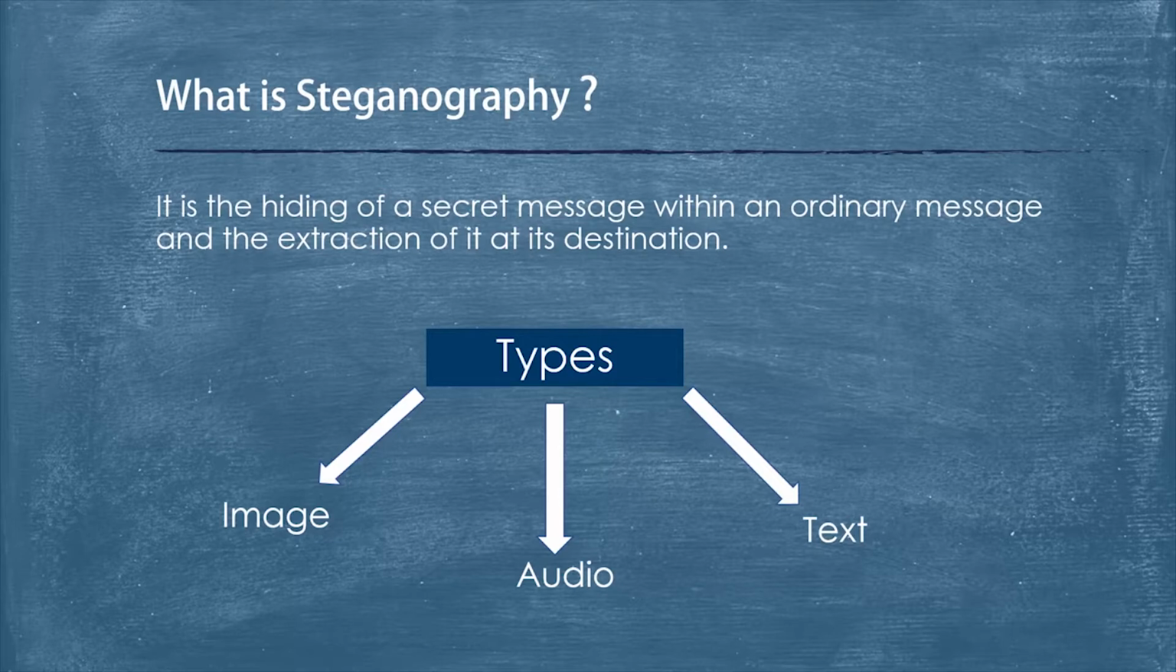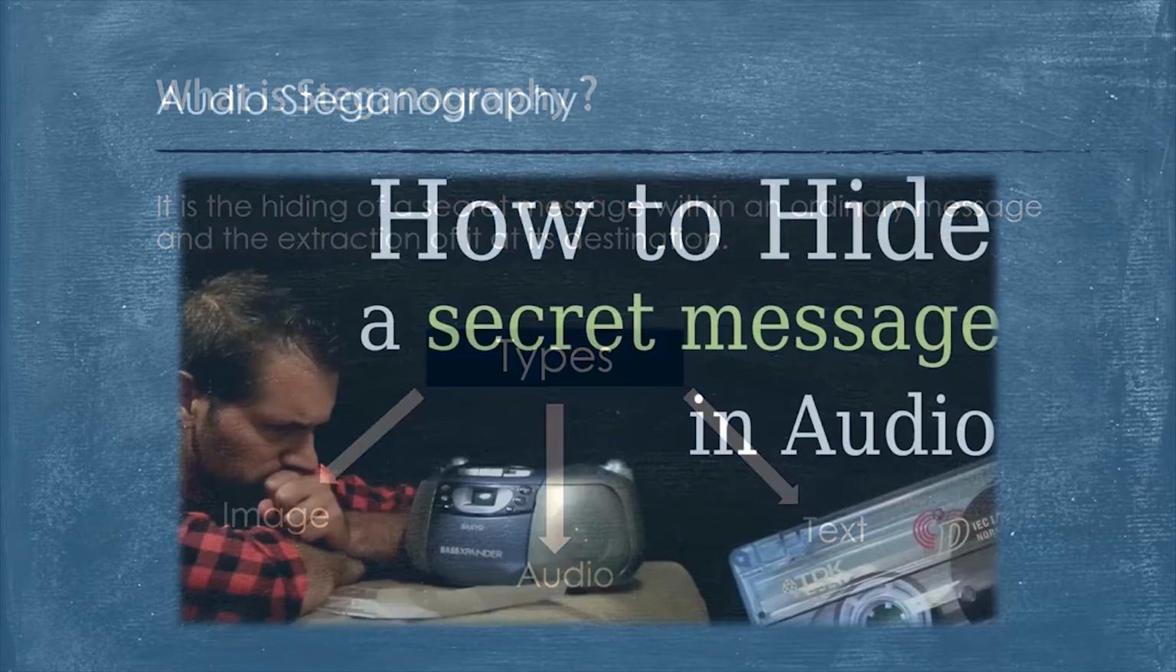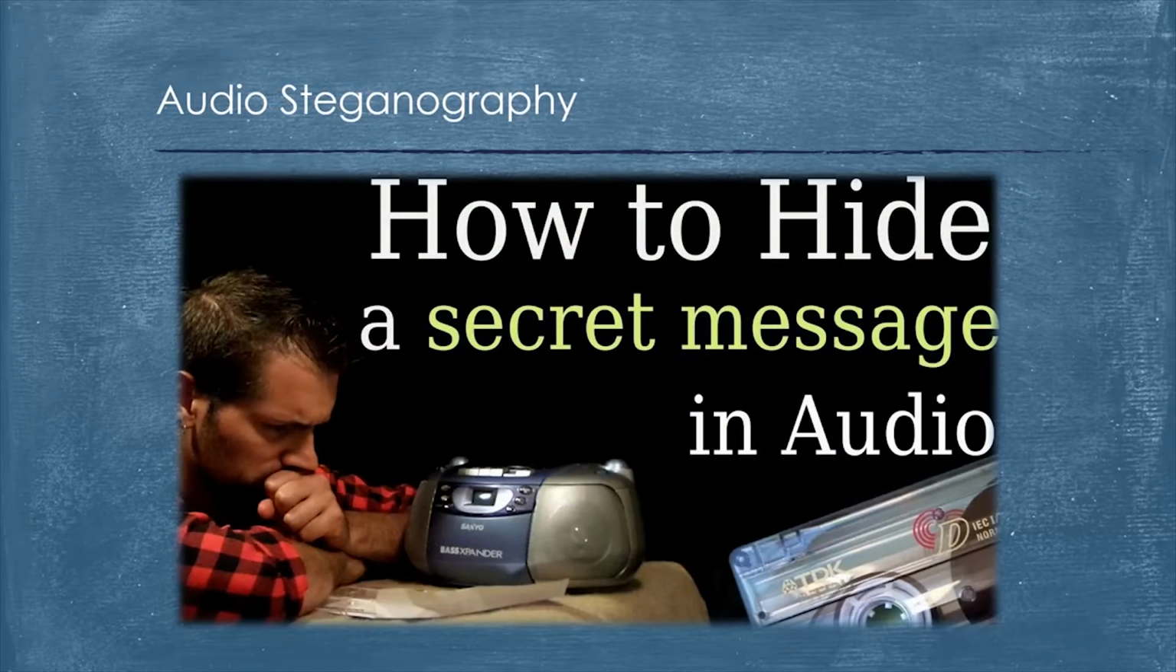Based on what type of data the secret image is hidden in, it can be classified into three types: image, audio, and text. So we're trying to hide the secret image in an audio file. Now let's see how it can be done.